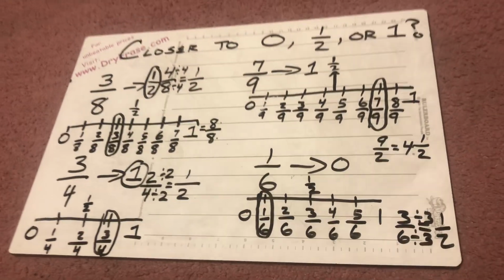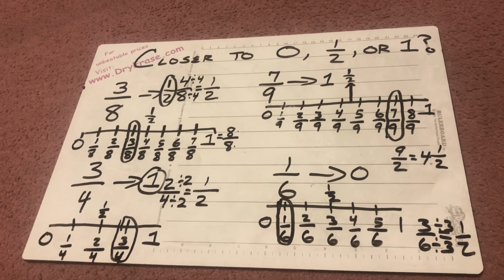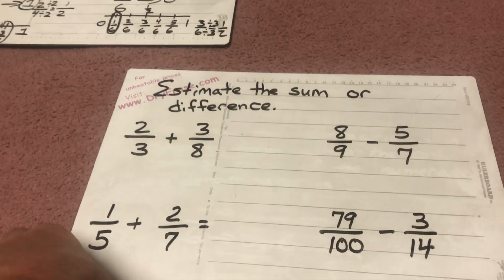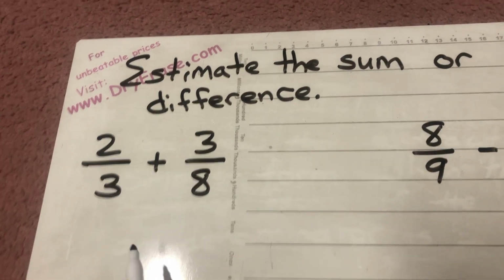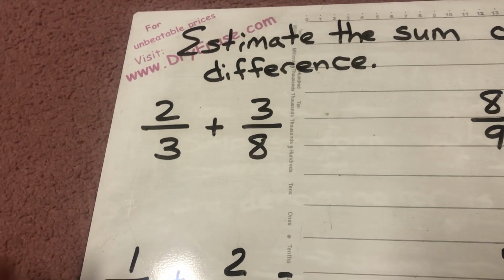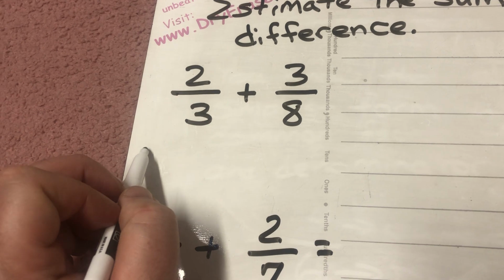All right, so that just kind of gives you the introduction, how to figure out whether you're closer to 0, a half, or 1. All right, well, let's move into estimating the sum or difference. It's the same sort of idea. Am I going to be closer to 0, half, or 1? So I'm thinking about 2/3. I'm going to go ahead and make my number line.